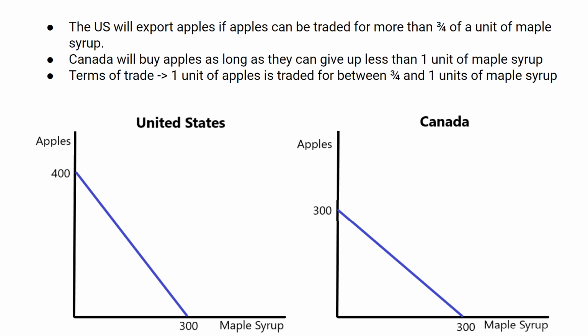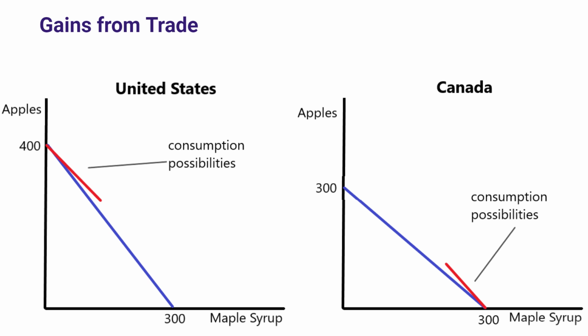Now, we can illustrate the gains that each country receives. Let's assume that the trading ratio is 0.9 units of maple syrup for 1 unit of apples. To see the gains from trade that would occur in that case, the U.S. would be able to trade apples for maple syrup and end up with more maple syrup than if they tried producing it domestically. That allows the U.S. to consume above its production possibilities curve. And that's illustrated by that red line in the diagram on the left.